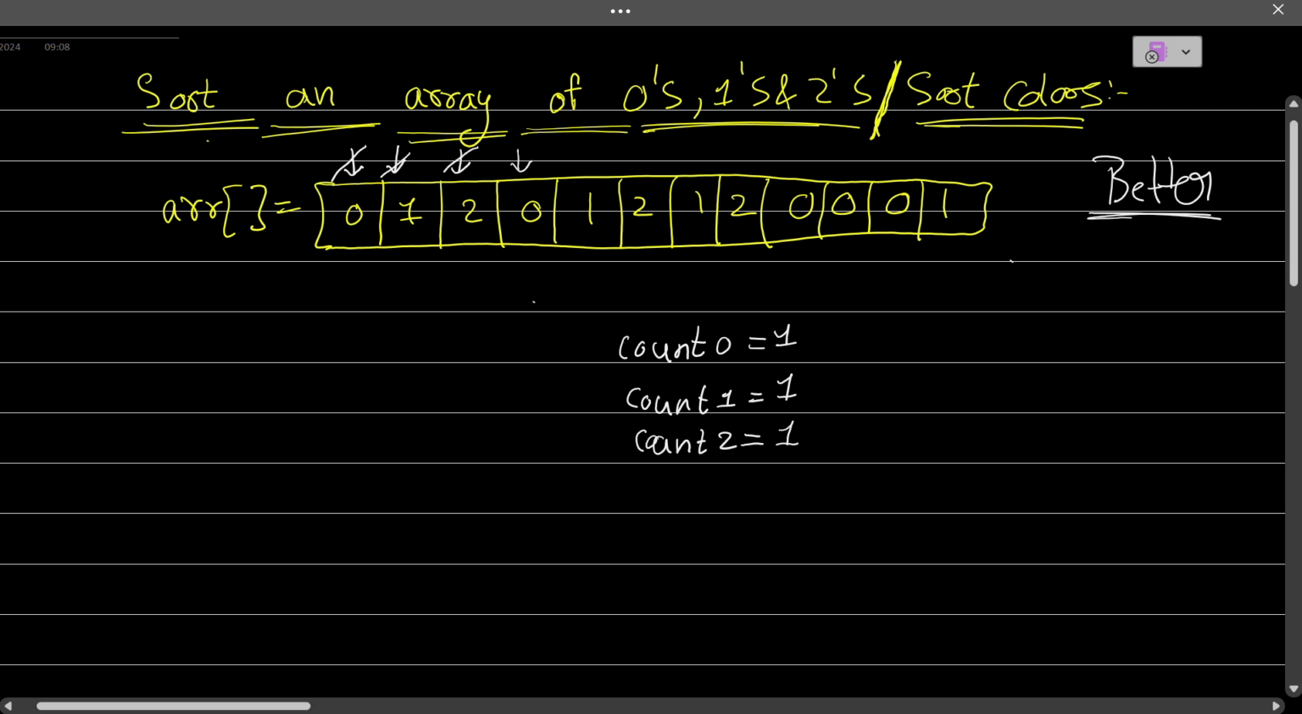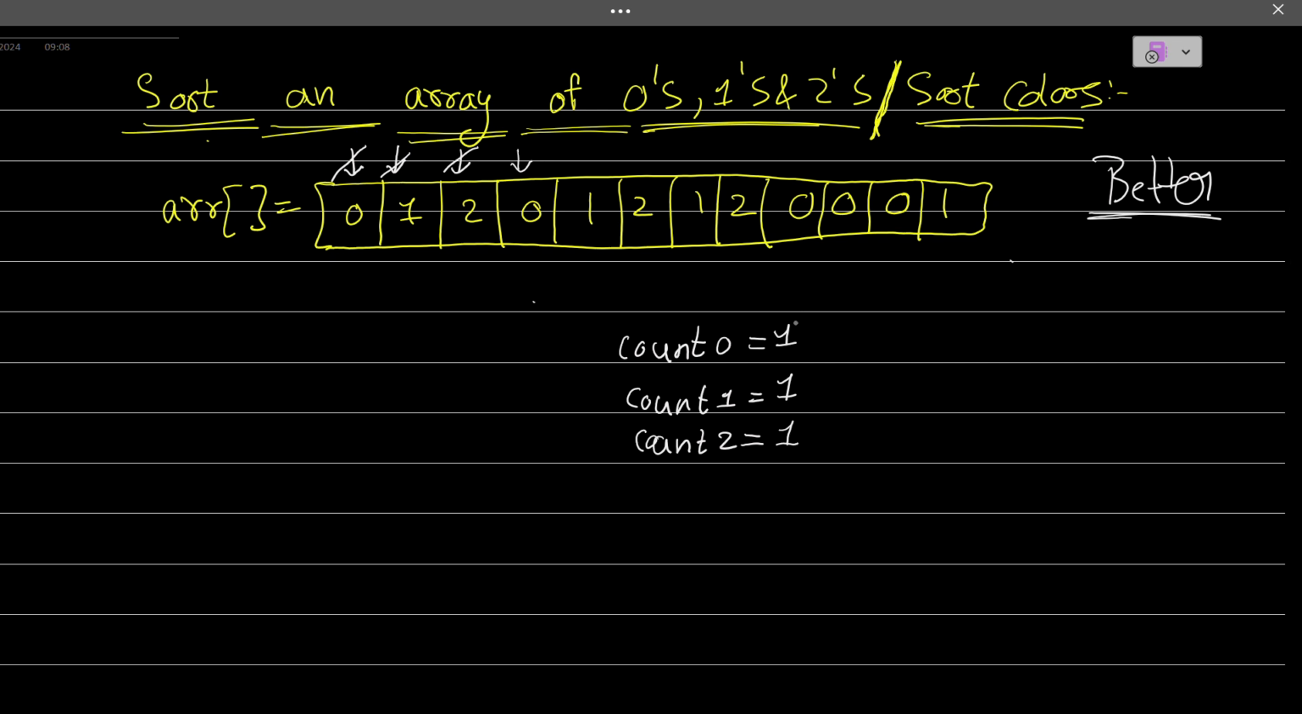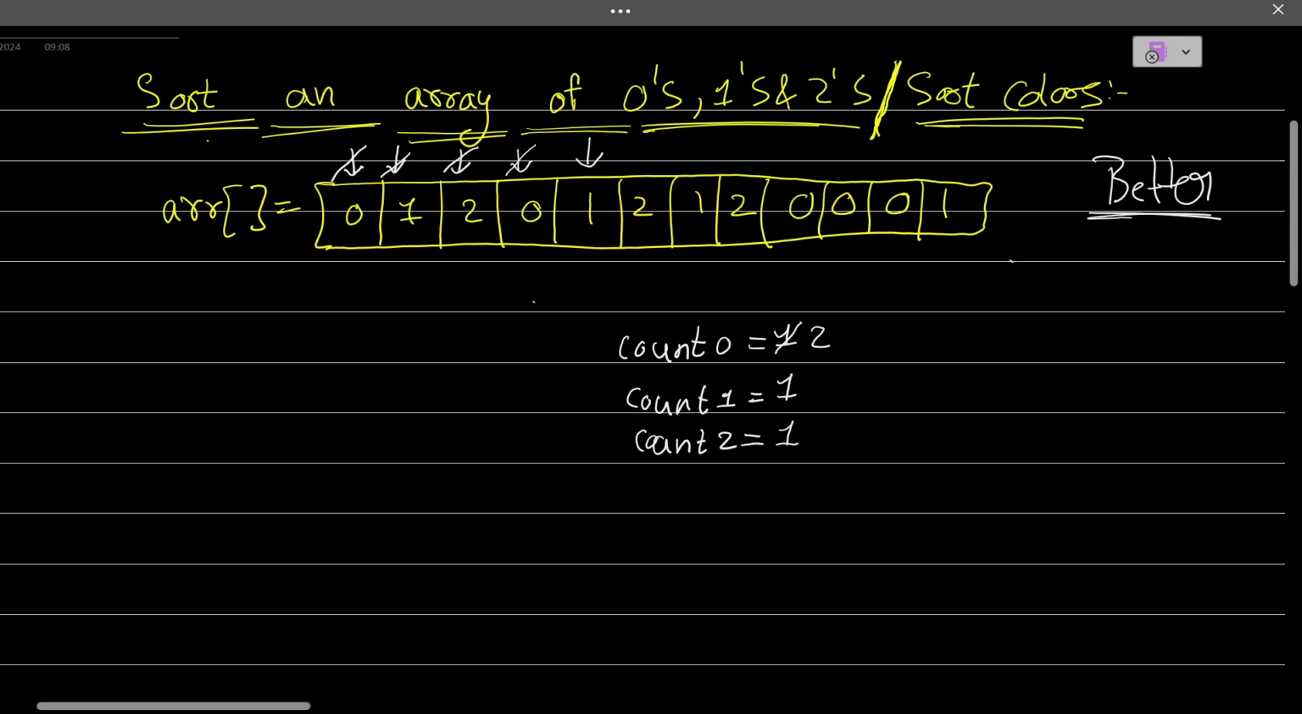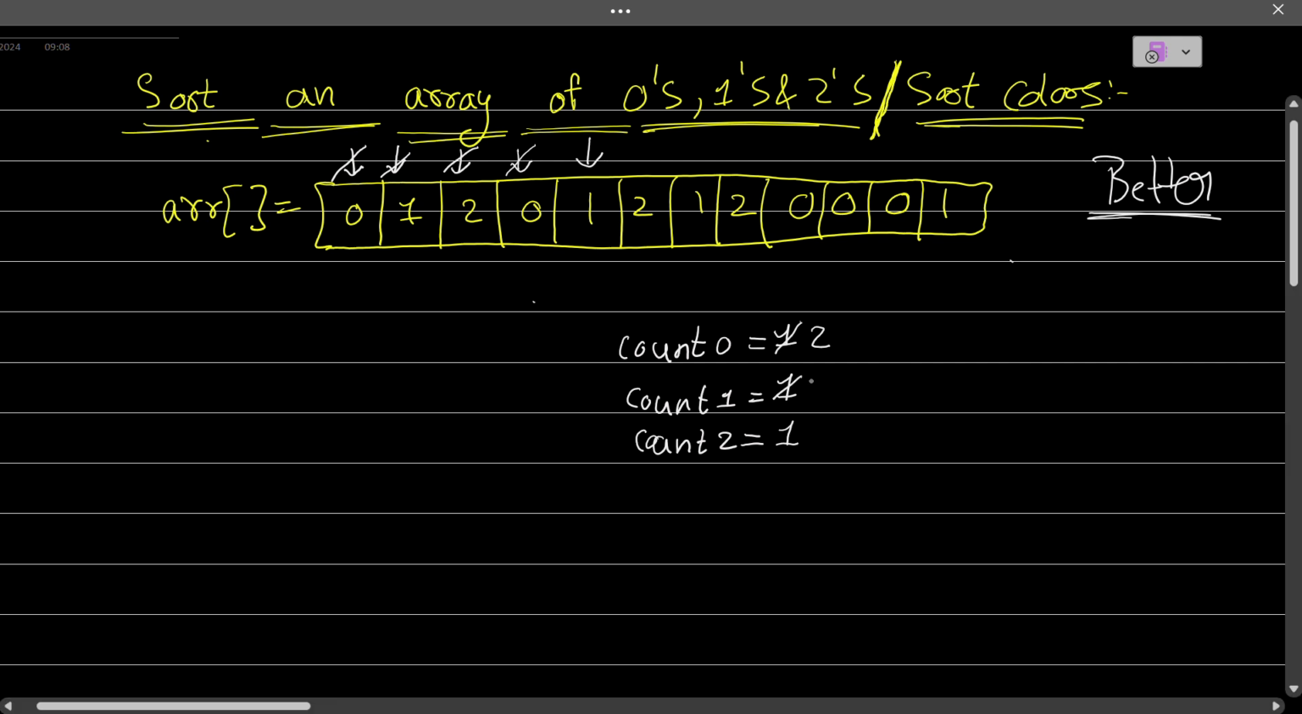And I am at 0 again. Then I'll increase counter 0 by 1, and it will be 1 plus 1, which is 2, right? Then I go to the next element, which is 1. So I'll increase counter 1 by 1, and that'll be 2. And I move.